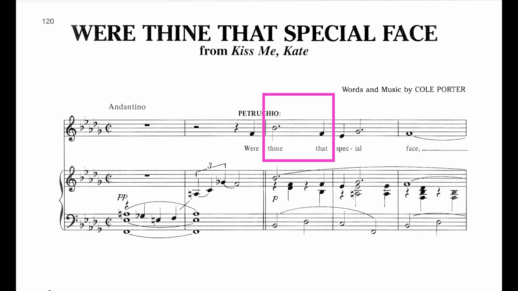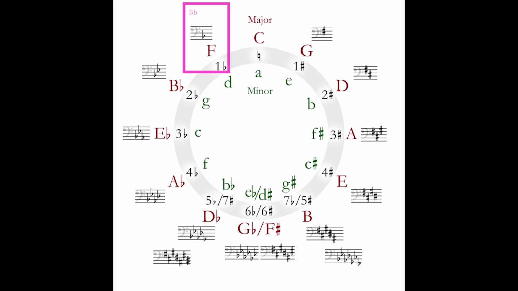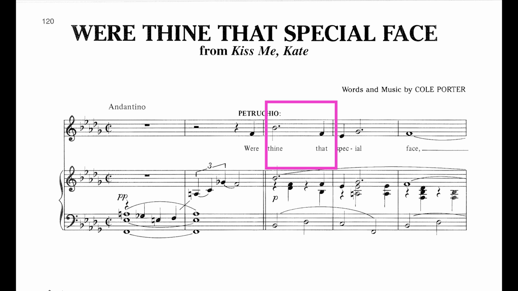In this example, we've got an F and a B flat. Is there a B flat in the key of F? Yes, there is. So that is perfect.